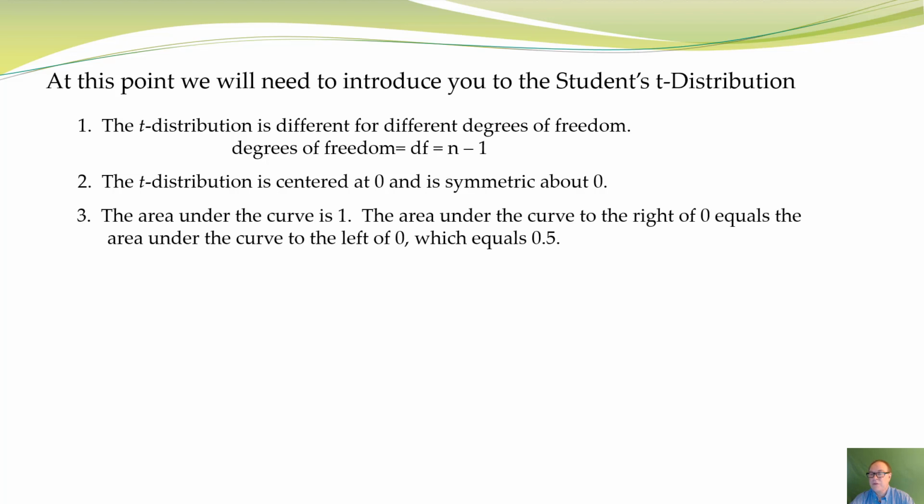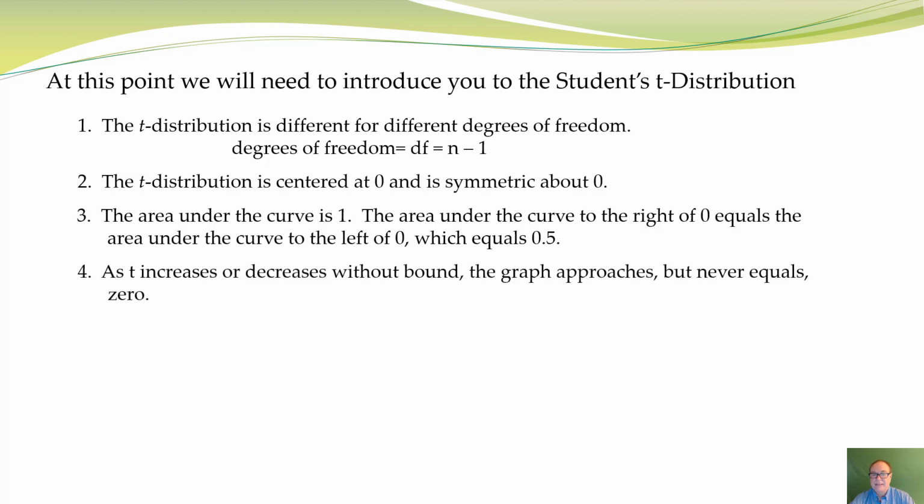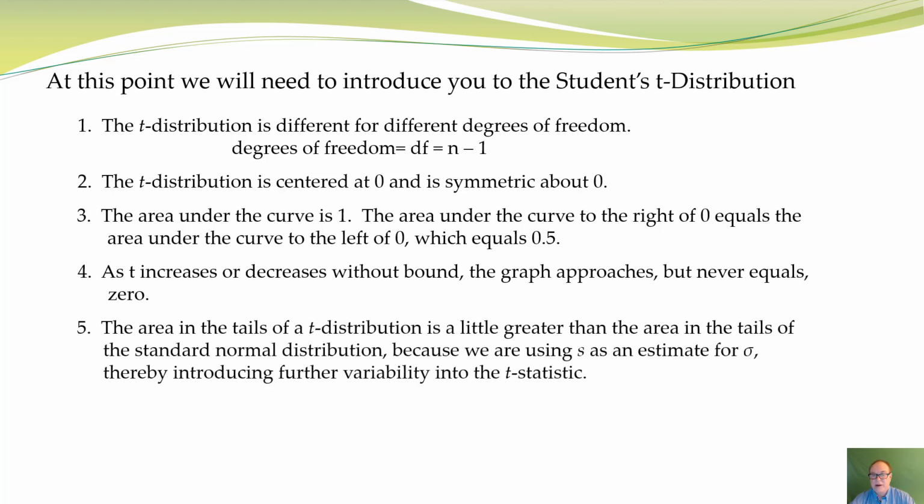The area under the curve to the right of 0 equals the area under the curve to the left of 0, which is 0.5. Sounds very familiar to the normal curve so far. As t increases or decreases without bound, the graph approaches but never equals 0. The area in the tails of the t-distribution is a little greater than the area in the tails of the standard normal distribution because we are using s as an estimate for sigma, thereby introducing further variability into the t-statistic.